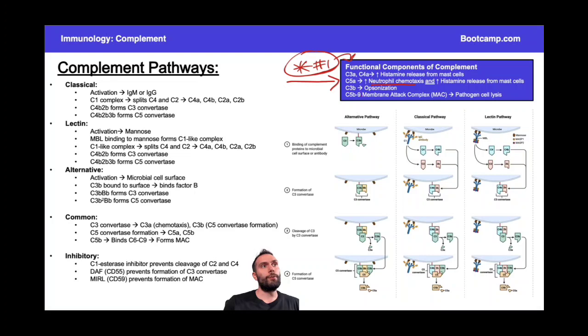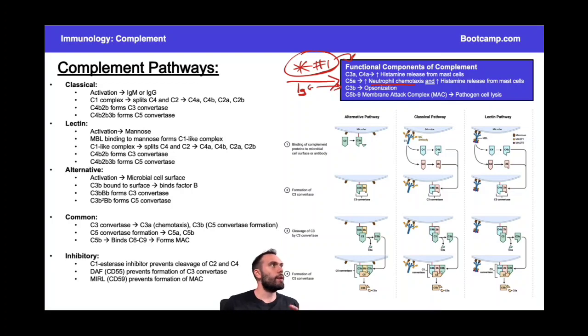C3b, very much involved with opsonization. We talked about that. And the other thing that we talked about was IgG, right? IgG, also very good at opsonization. Okay, and then C5b to C9, right? We talked about membrane attack complex, basically perforating holes into the cell membrane. So those are all the big things to keep in mind, and you'll see them all come into play as we're going through these pathways.